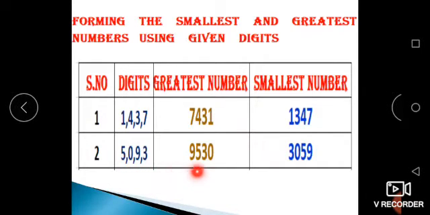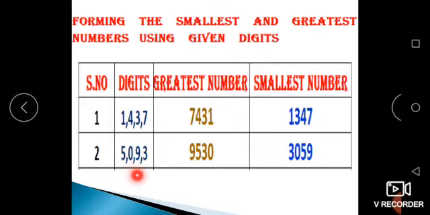So, 9530 is the greatest number that can be formed by the digits 5, 0, 9 and 3. Next we will find the smallest number of the digits 5, 0, 9 and 3.